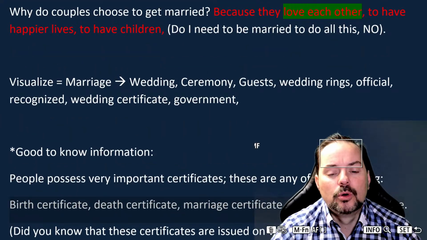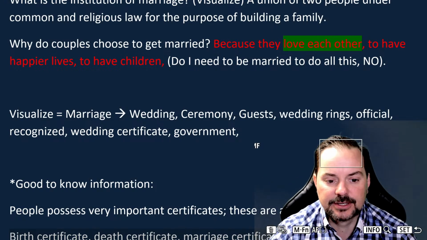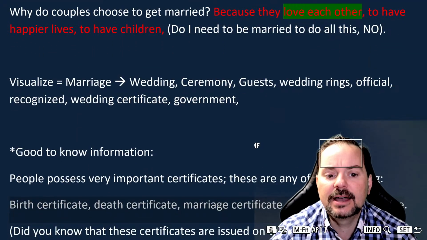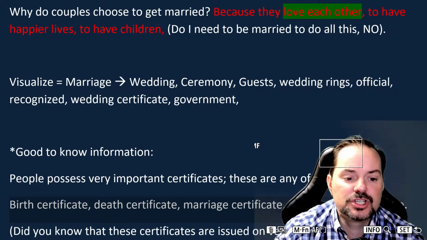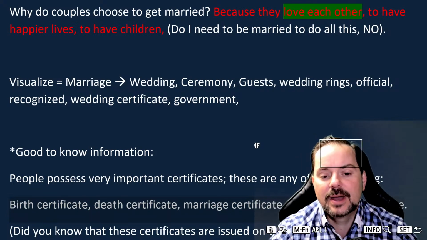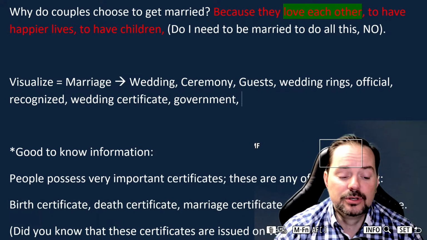Okay, so let's just go back to this simpler concept of visualizing. You have weddings, ceremonies, guests, wedding rings. It's official, it's recognized. You get a wedding certificate from the government. You do your taxes differently.